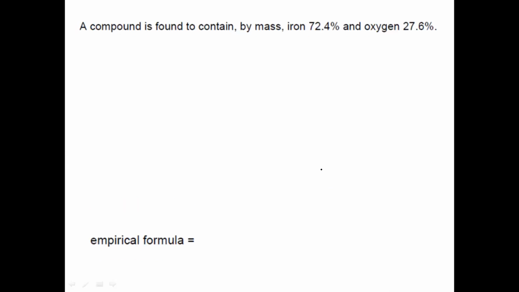So a compound is found to contain by mass this much iron and this much oxygen. So I'm going to put Fe and I'm going to put O. And they give me percentages, not masses. However, I'm going to assume that this is grams. Then I'm going to divide by the Ar. For iron it will be 56, for oxygen it is 16, and I divide them to get the molar ratio. I've calculated this before, so I can very simply just put the numbers in.